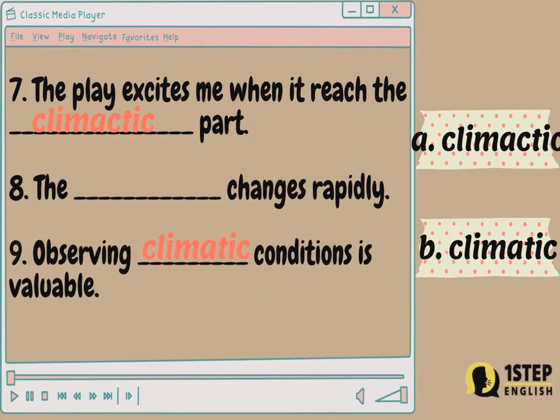Letter A, the play excites me when it reached the climactic part. Number 9. Letter B, observing climatic conditions is valuable.